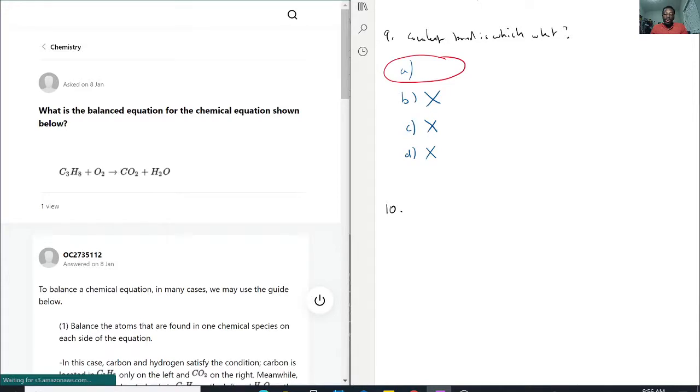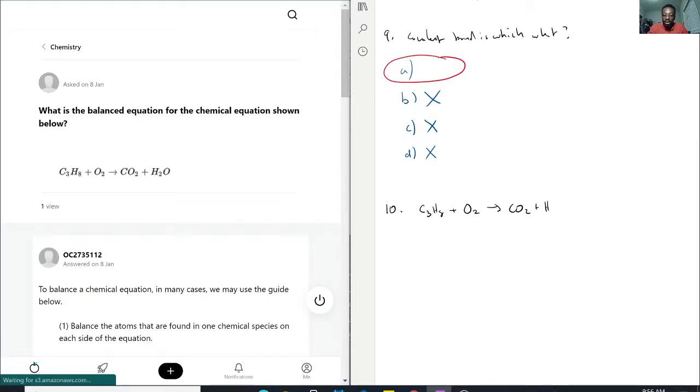So this looks most like a combustion equation, because we have a hydrocarbon reacting with oxygen to form carbon dioxide and water. So C3H8 plus O2 turns into CO2 plus H2O.